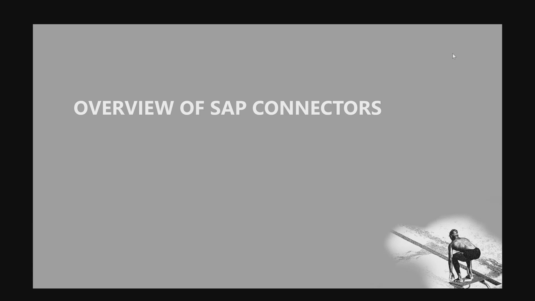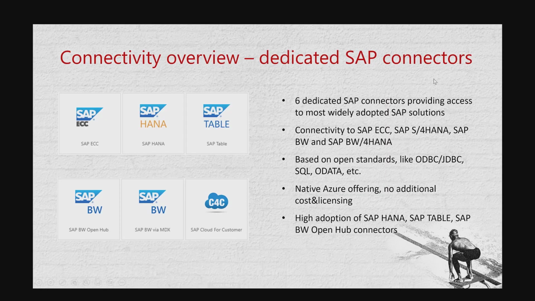So let's recap the existing SAP connectivity. On this slide, you see the 6 dedicated SAP connectors which have been around for quite some time. We have dedicated connectors for certain SAP products like SAP ECC, which is a connector that mainly focuses on OData services exposed by SAP ECC. For SAP BW, we have 2 connectors, one for the Open Hub interface of BW and one for BW queries via MDX. So that's a second option here. We have a dedicated connector for SAP Cloud for Customer. There's a connector for SAP HANA, which is basically based on generic ODBC connectivity.